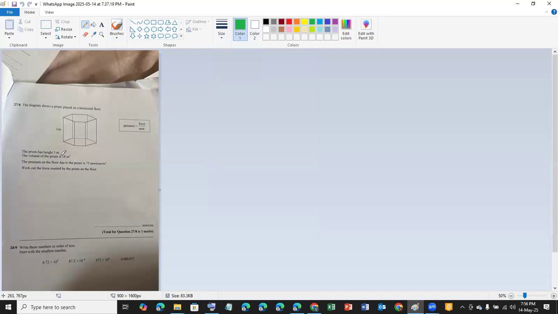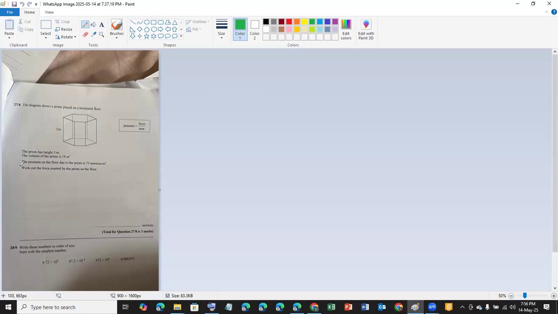Okay, so it says the prism has a height of 3 meters. The volume of the prism is 18 meters cubed. The pressure on the floor due to the prism is 75 Newton per meter squared. It says work out the force exerted by the prism on the floor. So if you remember, this question looks like the one that we did yesterday, the one that had to do with the cylinder. But this time they're asking us for the force. I think that one too, it was the force they asked us for.